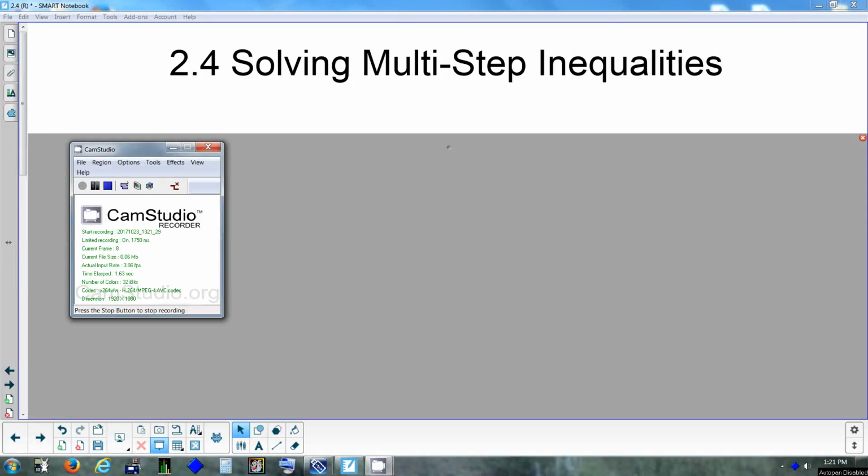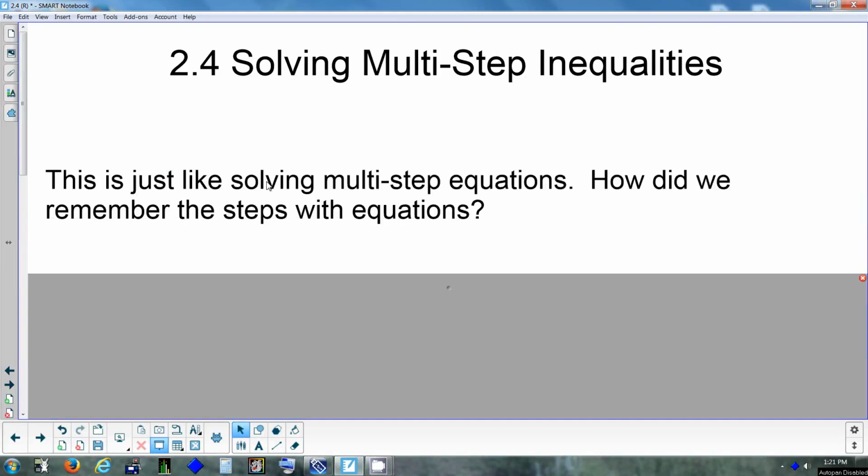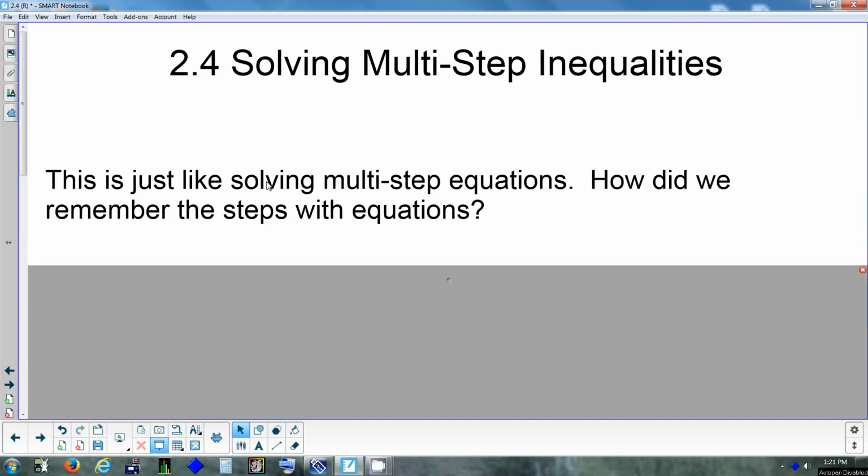Alright, so this week we're going to pick up where we left off, which is with solving inequalities. Last week we solved one step. Today we're going to look at multi-step. So how did we remember the steps with equations?